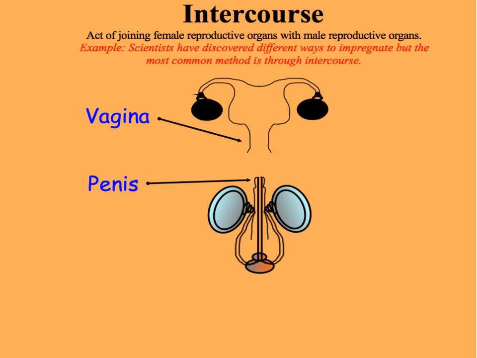Our last section, I told you guys this would be fast. The act of joining the female reproductive organs with the male reproductive organs is called intercourse. So we have some diagrams here. This is the vagina of the female and the penis of the male. Scientists, of course, have discovered different ways where impregnation can happen, but the most common method, the most natural, God-given method is through intercourse.